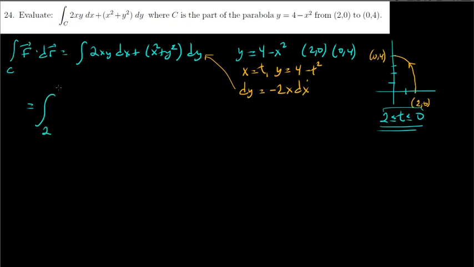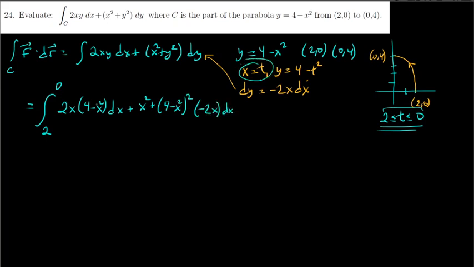So this is going to be the integral from 2 to 0 of 2 times x times y, where y is 4 minus x squared, dx. And then x squared plus y squared, but y is 4 minus x squared, squared. And then dy is negative 2x dx. Remember, if this looks weird because it's x, x is just t. I could just as well use t's here instead of x's.